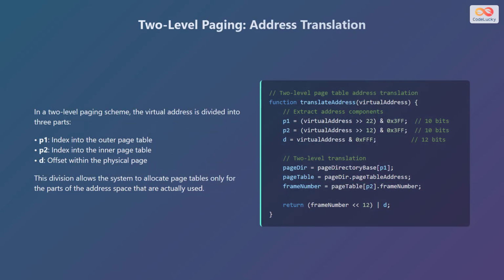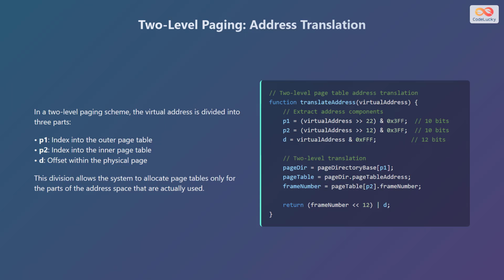In a two-level paging scheme, the virtual address is divided into 3 parts. P1, which is the index into the outer page table. P2, which is the index into the inner page table, and D, the offset within the physical page. This division allows the system to allocate page tables only for the parts of the address space that are actually used. Let's look at the pseudocode for the address translation process.